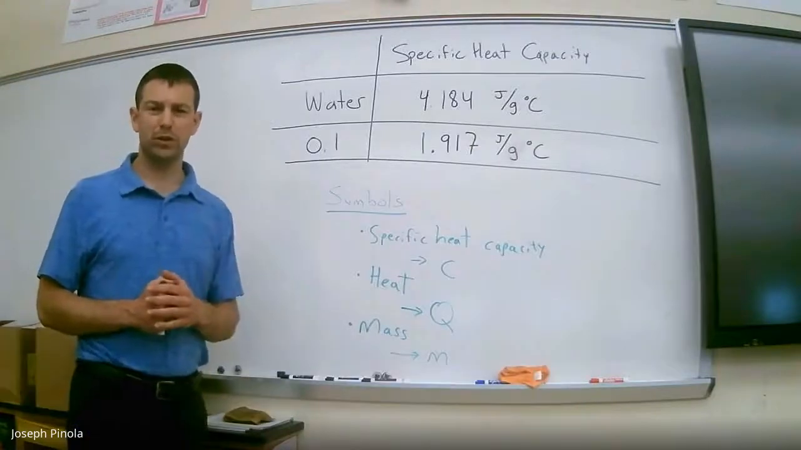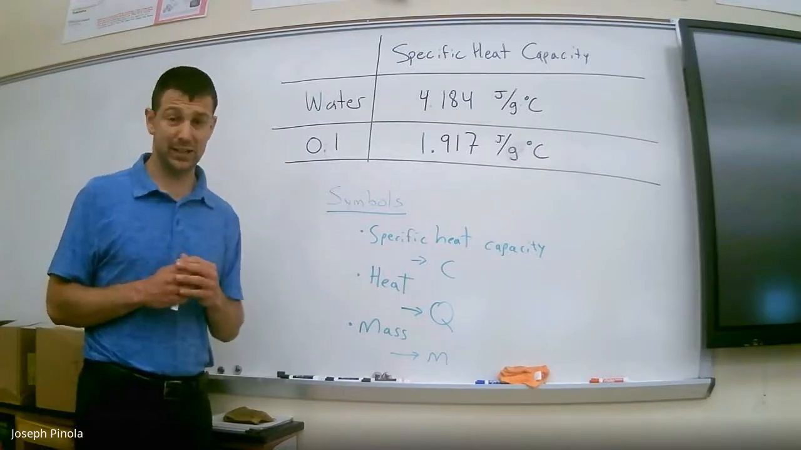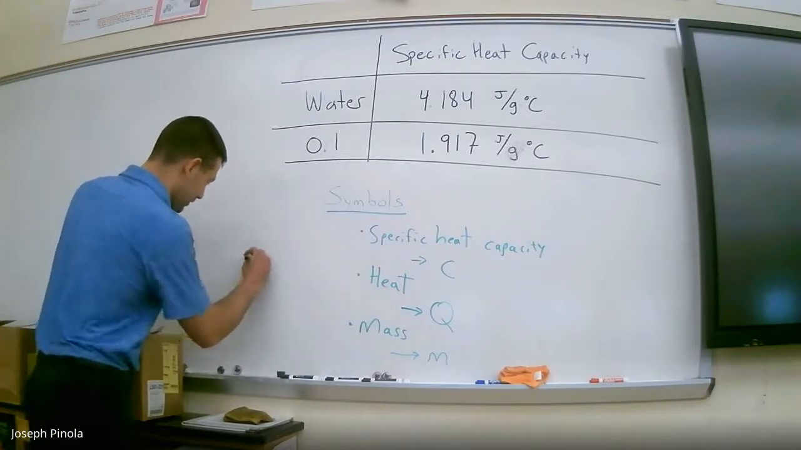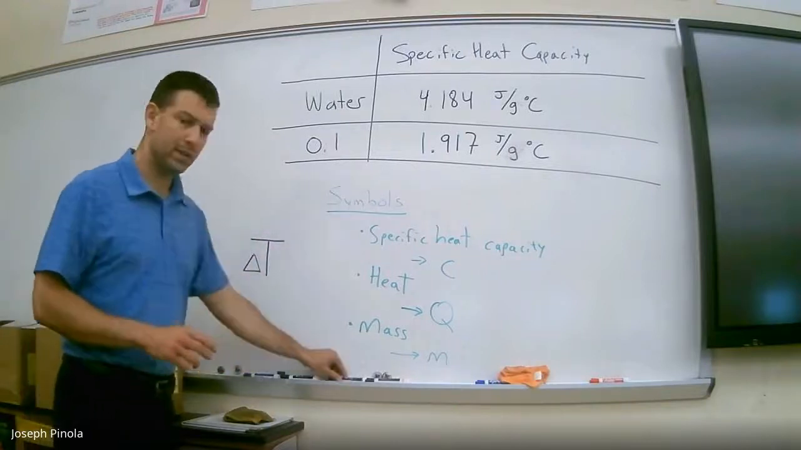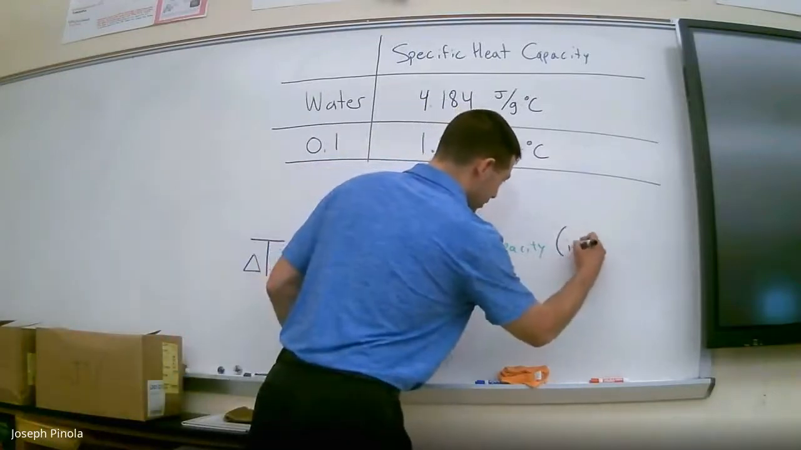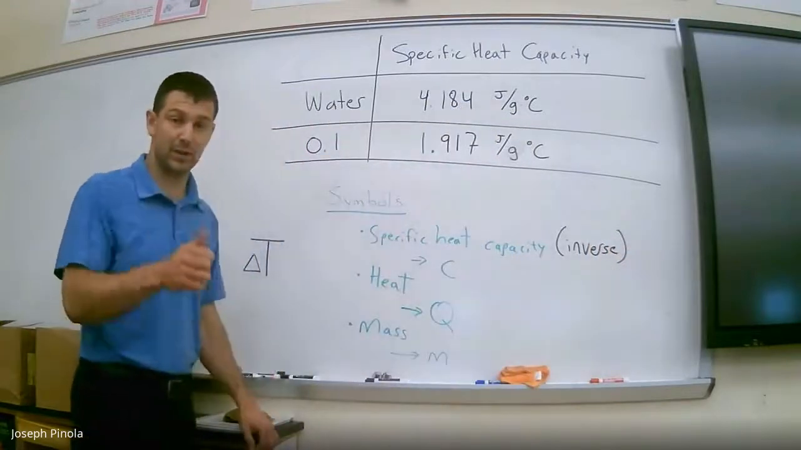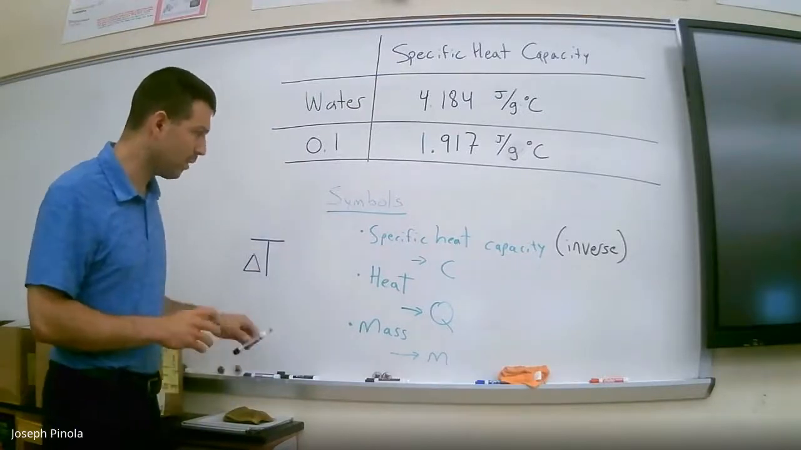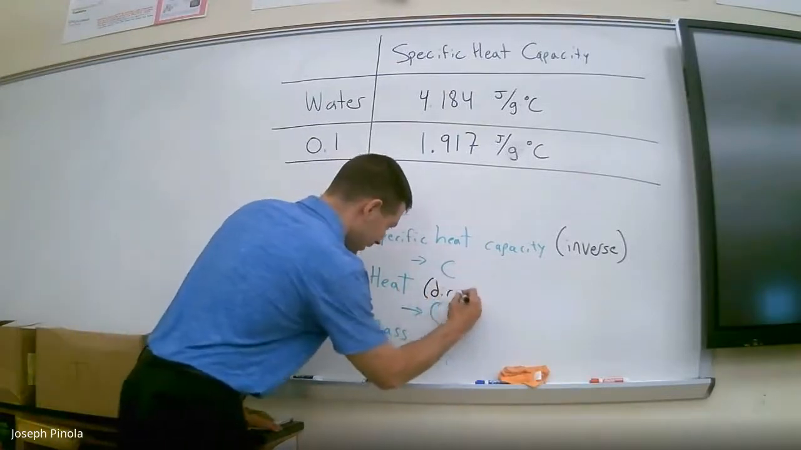But remember some of those words that we use to describe the relationship between two things? Those words, inverse and direct? Well, we're going to look to see how each of these three factors affects delta T, or change in temperature. We already concluded that specific heat capacity has an inverse relationship with temperature change. And that's because as specific heat capacity went up, temperature change was not as big. What about heat?